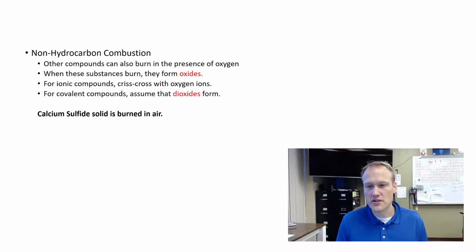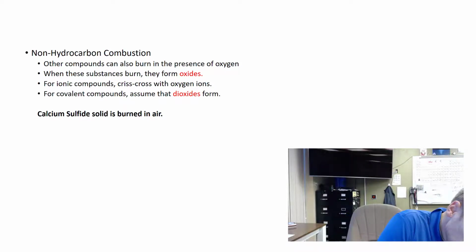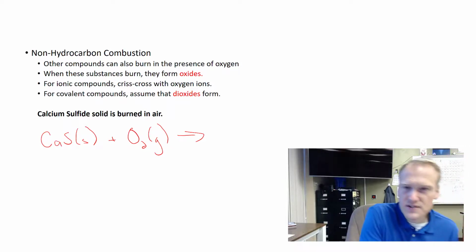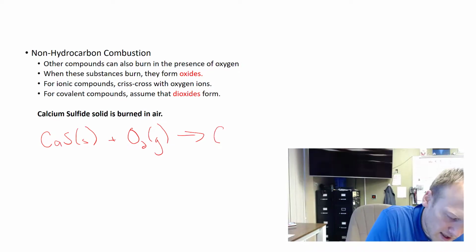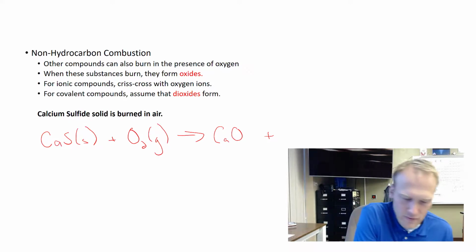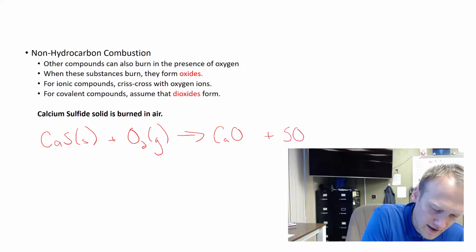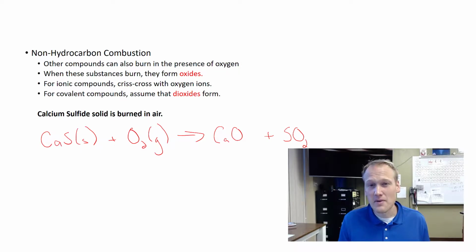An uncommon type of combustion is when we have something that will burn in oxygen. They could form an ionic oxide or a covalent dioxide. So if we have calcium sulfide, and it's solid, and we burn it in air, so it's going to combine with O2. We're going to take this calcium and combine it with oxygen. Calcium is a +2 as a cation, so this will produce calcium oxide. And then the sulfur will combine with the O2 and form a dioxide since that's covalent, SO2. This type of combustion isn't very common, but we do want to make you aware of them.